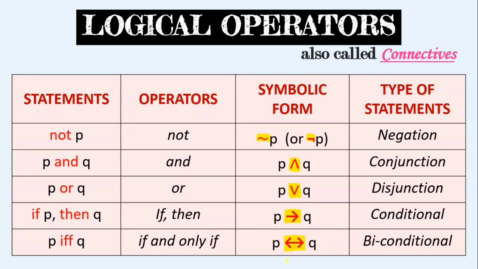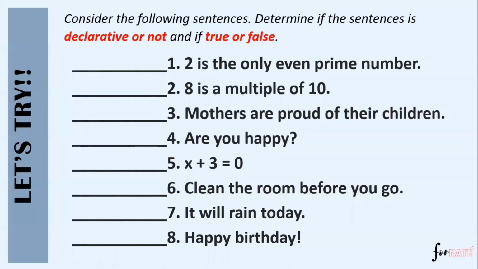Okay? So, let's consider the following sentences. Determine if the sentences are declarative or not, and if true or false. Number 1, 2 is the only even prime number. So, identify natin kung declarative. Okay, meaning ng declarative, it gives information. So, based on number 1, it gives information. Now, let us identify if this is true or false.